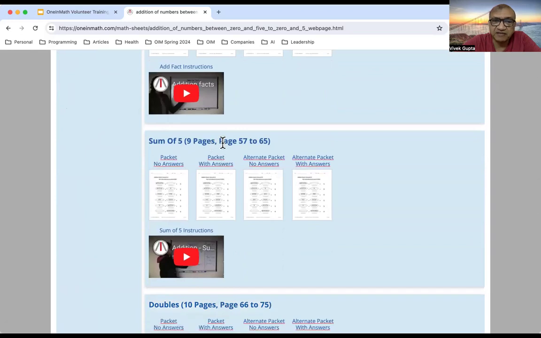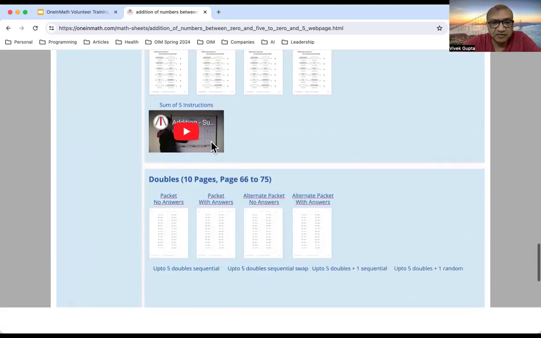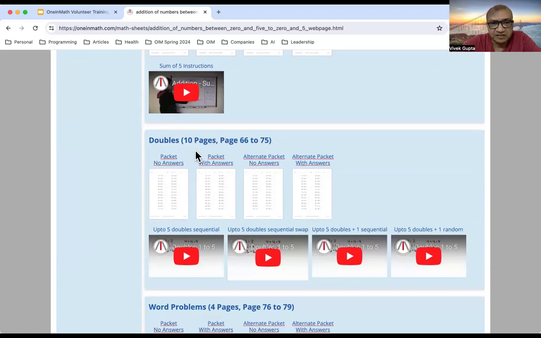So how many ways can you make 5? 4 plus 1 is 5, 3 plus 2 is 5, 2 plus 3 is 5. So it's basically teaching you the concept of sum of 5. Then there is this concept of doubles here, in this particular packet.